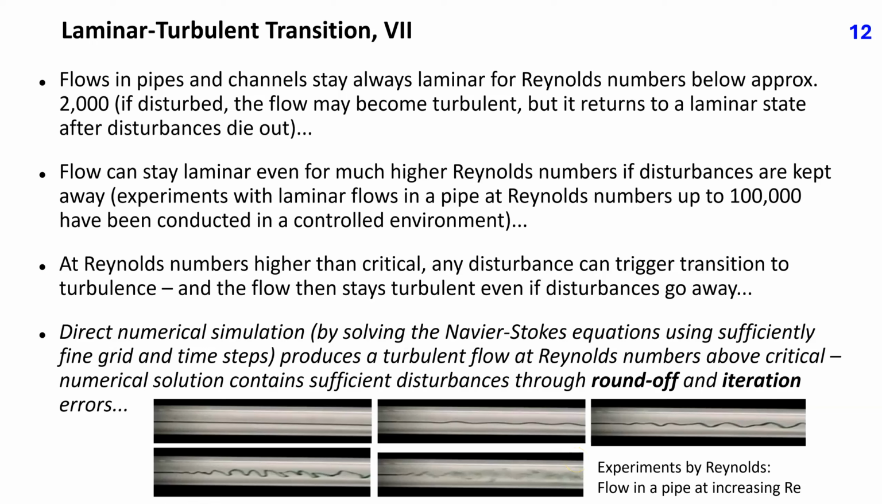Direct numerical simulation, that is, solving the Navier-Stokes equations using sufficiently fine grid and time steps, also produces a turbulent flow in a pipe at Reynolds numbers above critical. The parabolic velocity profile, which can be obtained analytically from the Navier-Stokes equations for laminar flow, satisfies the equations for any Reynolds number, but numerical solutions contain sufficient disturbances through round-off and iteration errors, which trigger transition to turbulence unless viscous damping at Reynolds numbers below critical is large enough. Disturbances in experiments come from various fluctuations and vibrations.